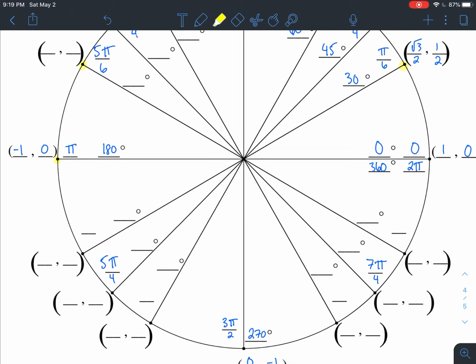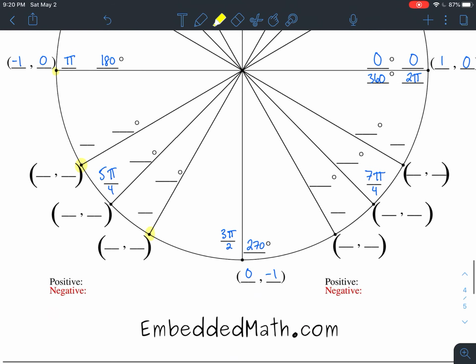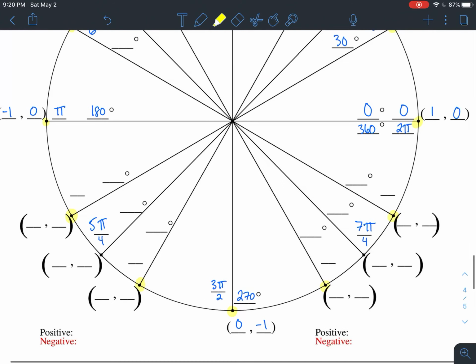So then if you continue going, I'll just highlight these for you. I'm not going to write it out for you. We're at 6 pi over 6 right now. This would be 7 pi over 6, which does not reduce. 8 pi over 6, which does reduce. 9 pi over 6, which reduces to 3 pi over 2. 10 pi over 6. 11 pi over 6. And then back to 12 pi over 6, which reduces to just 2 pi.